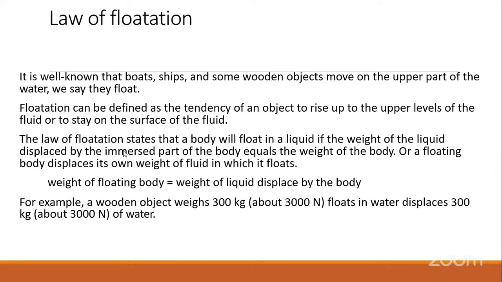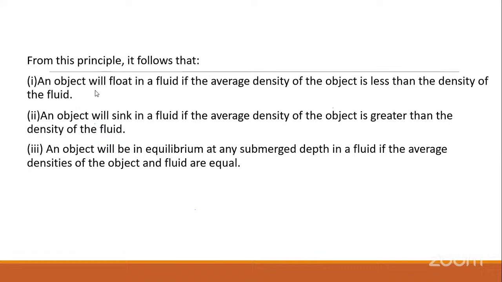So from this principle, from this law of flotation, there are 3 points that we should note. The first one is an object will float in a fluid if the average density of the object is less than the density of the fluid, which is common sense. If I take a piece of paper and throw it on the water surface, of course, we know that the paper has a light weight compared to the water. So the paper will float. That is the first point.